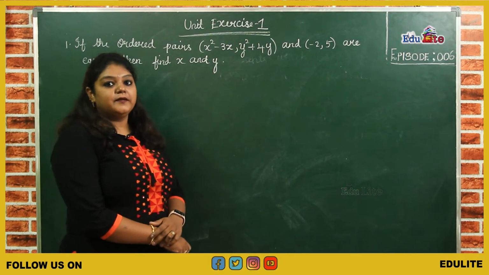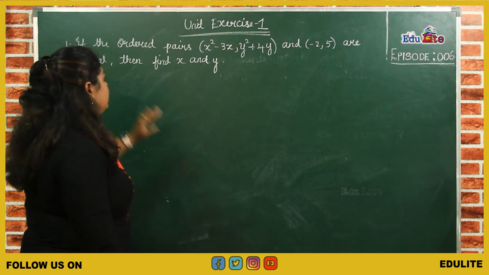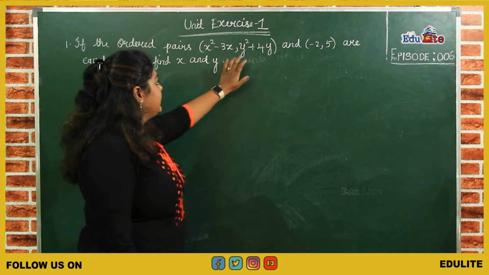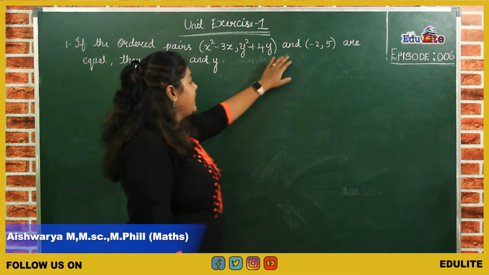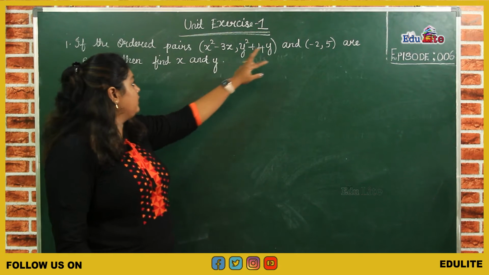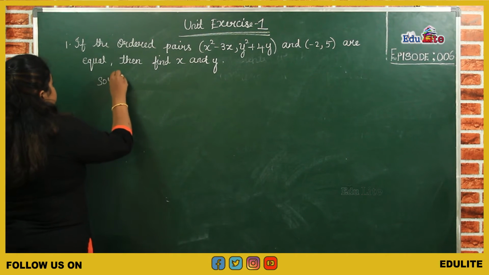Now we are going to solve the problems under unit exercise 1. Let us do it one by one. The first question is, if the ordered pairs (x squared minus 3x, y squared plus 4y) and (minus 2, 5) are equal, we have to find the values of x and y.